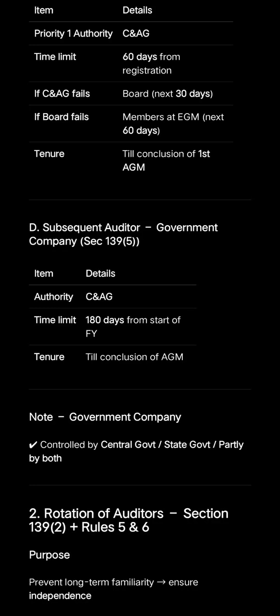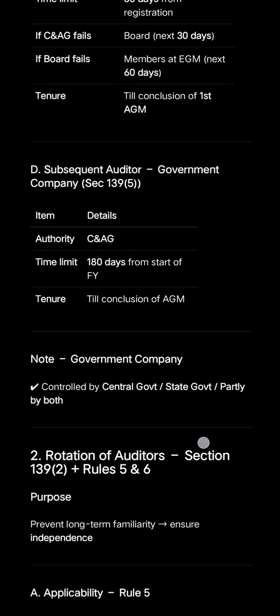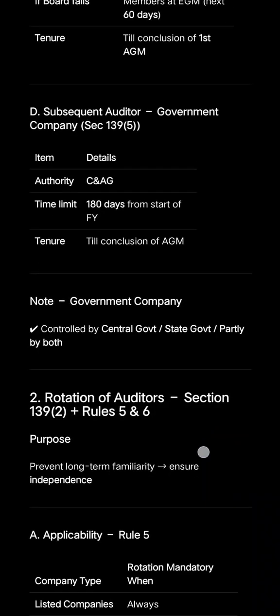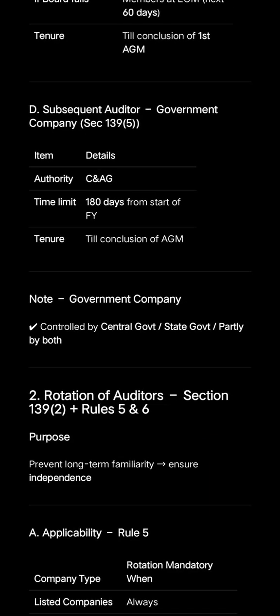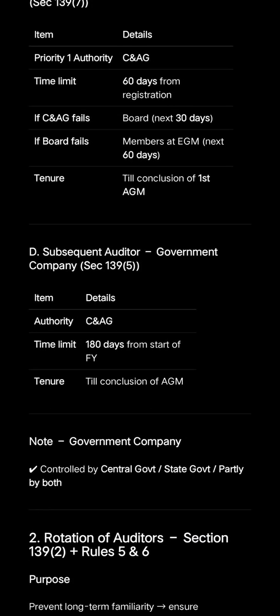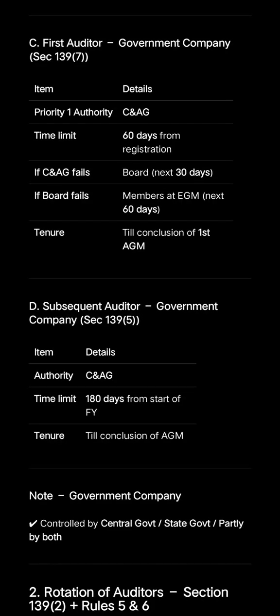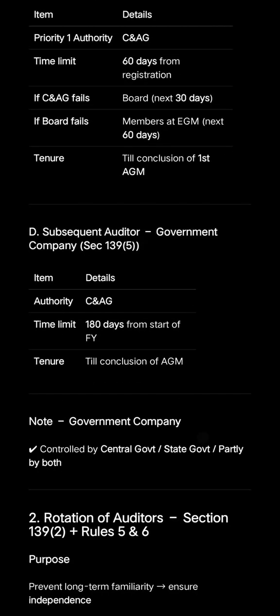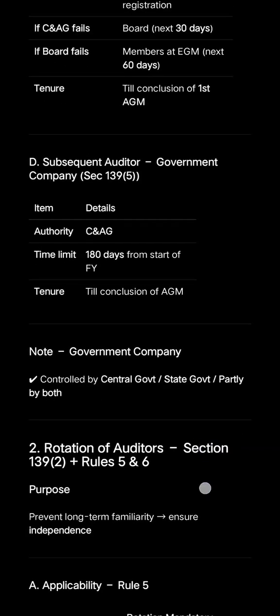Now the subsequent auditor for a government company: here also the subsequent auditor is appointed by the Controller and Auditor General of India. The time limit here is 180 days. For the first auditor appointment in a government company it is 60 days. Here for the subsequent auditor appointment, 180 days.